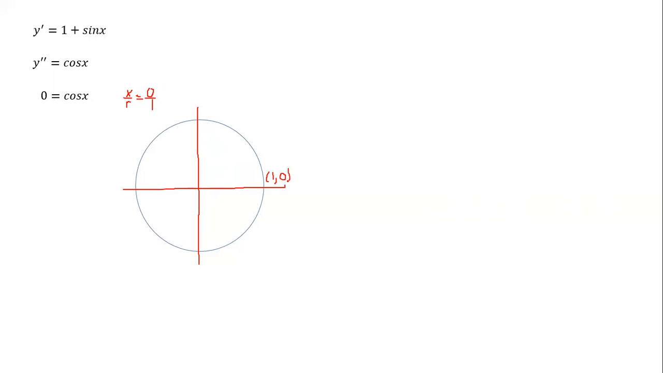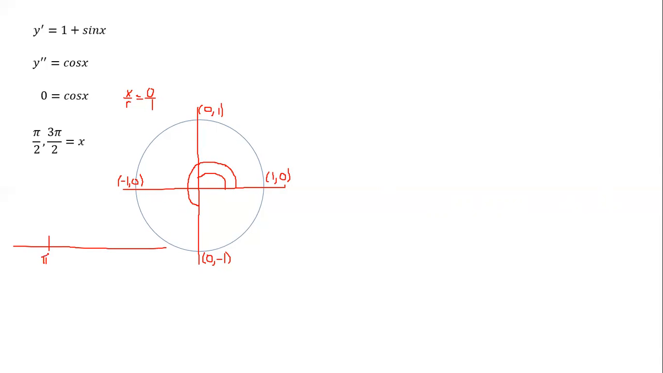Not there, because x equals 1. 0, 1, definitely there. So one possible answer is pi over 2. Negative 1, 0, no. And 0, negative 1. That's another place that we could have x equals 0. So our answer is pi over 2 and 3 pi over 2. All right, let's draw our plus minus chart.